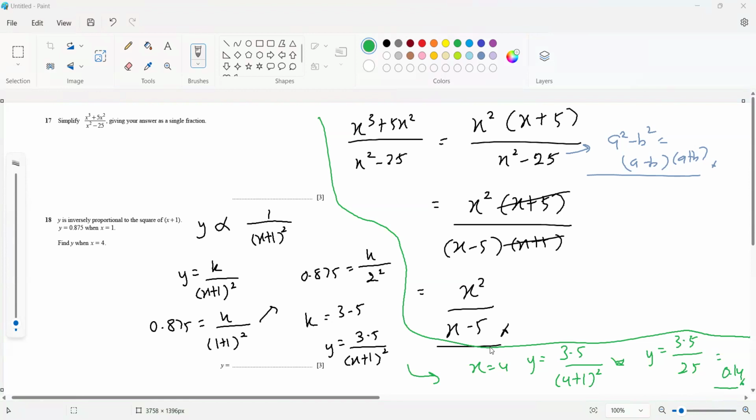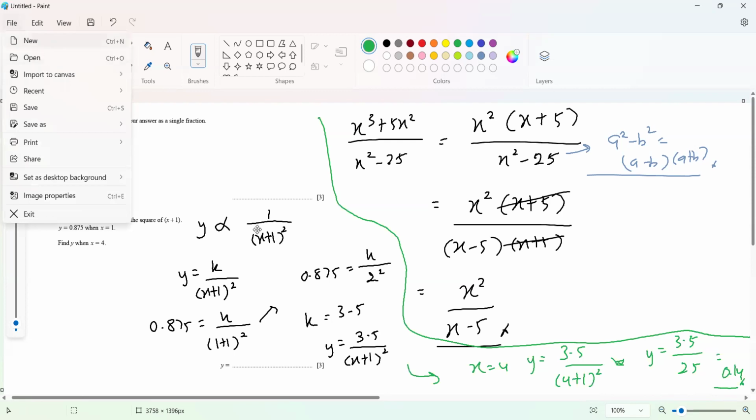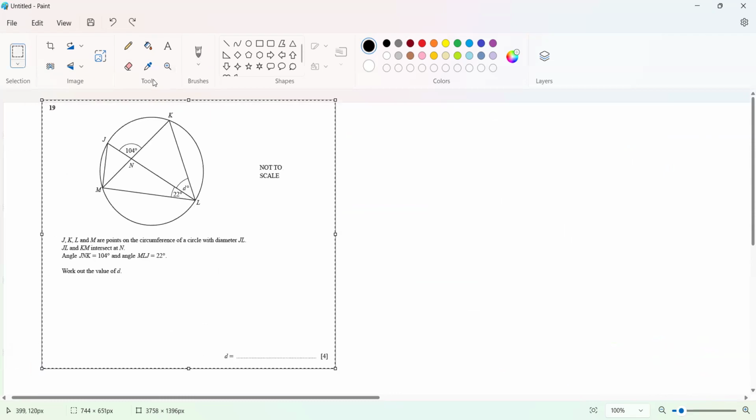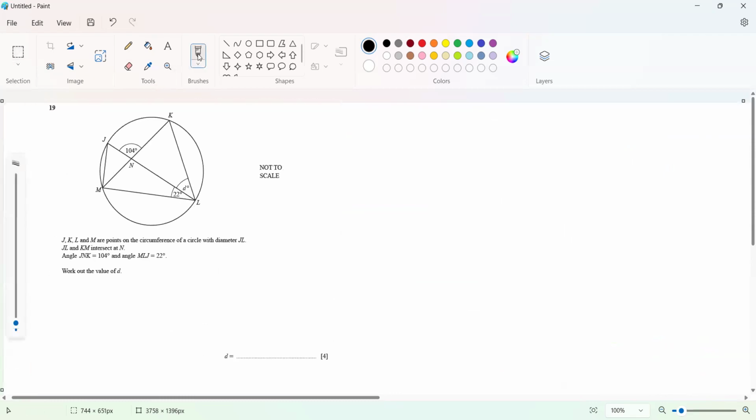So for question 19, we have a set of circles to work with. JKLM are points on the circumference of a circle of diameter JL. So this portion is a diameter, just to keep in mind. Since this is our diameter, JL and KM intersect at F. Angle JFK equals 104 and angle MLJ is 22. So work out the value of D. Now, from here, we can use our circle theorems to help us first.